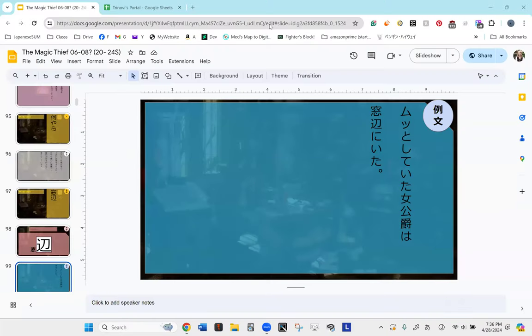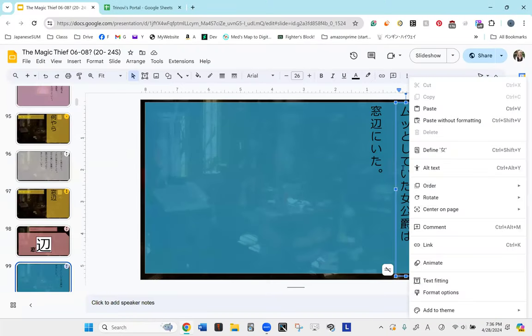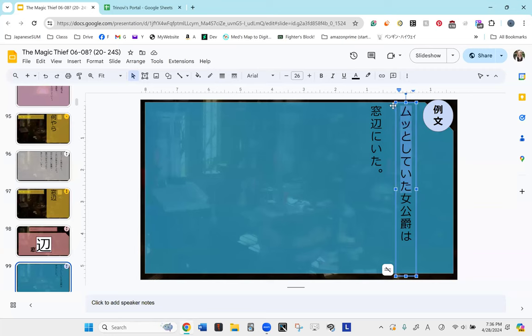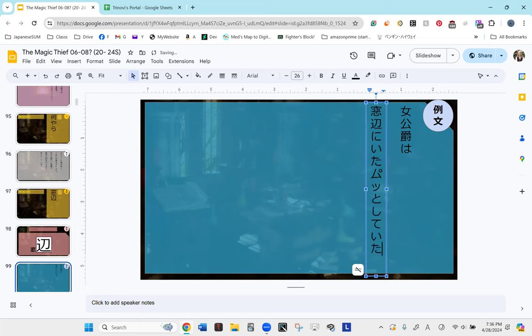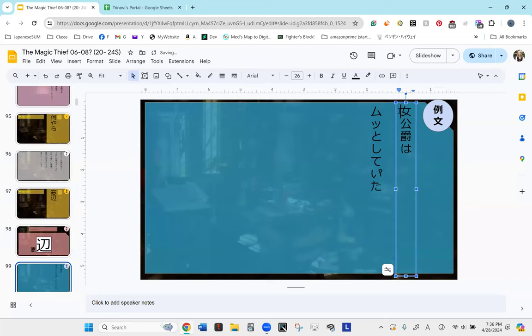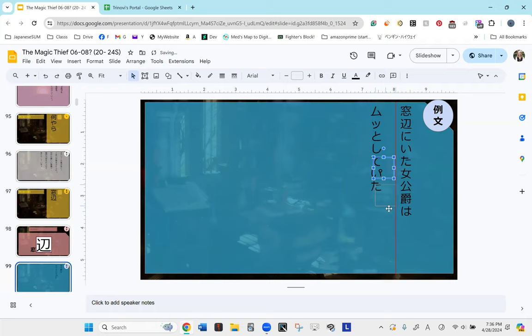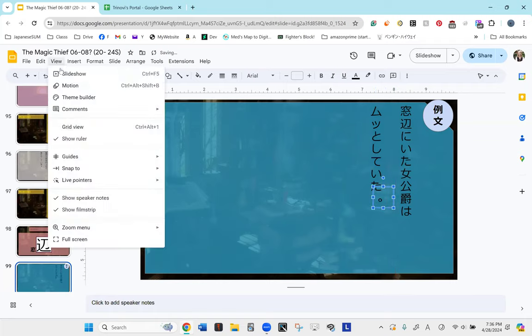So sullen here is like she's not very happy with this, and she's not in a good mood. She is by the window. That is totally correct. This is iru-ing, see the iru right there. Yes, she was at the window, being all sullen.